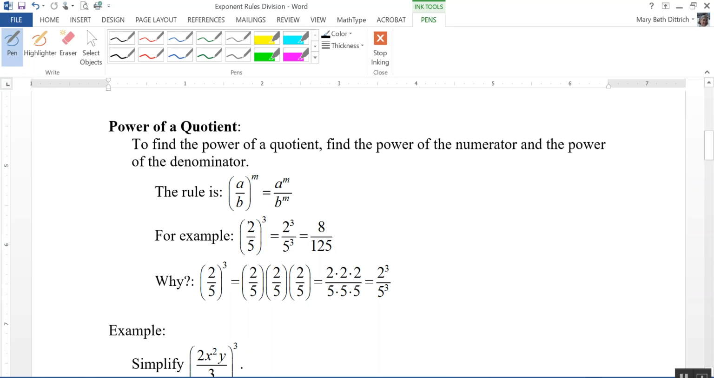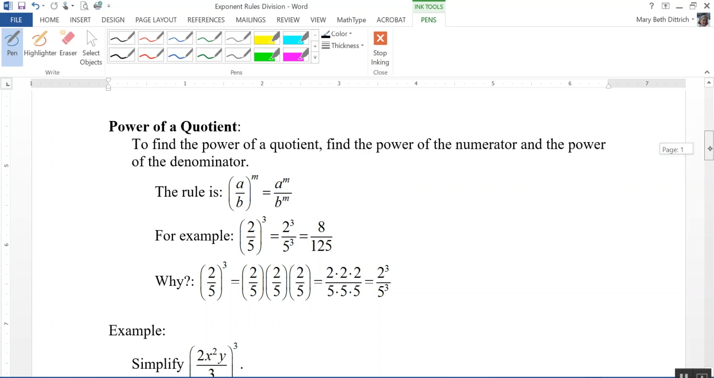So for example, if I have 2 fifths to the third power, that's the same as 2 to the third power over 5 to the third power, or 8 over 125. Why is this true? Because 2 fifths to the third power is 2 fifths times 2 fifths times 2 fifths, which across the top is 2 times 2 times 2, which is 2 to the third, and across the bottom in the denominator, 5 times 5 times 5, which is 5 to the third.